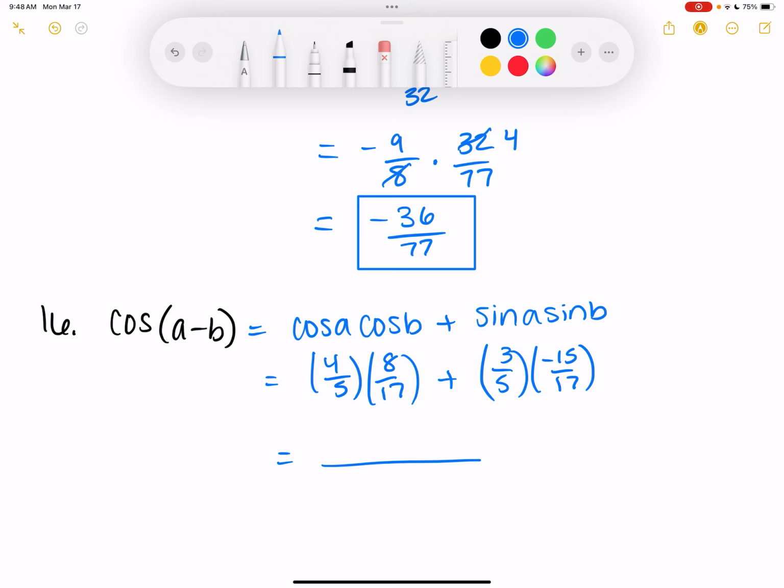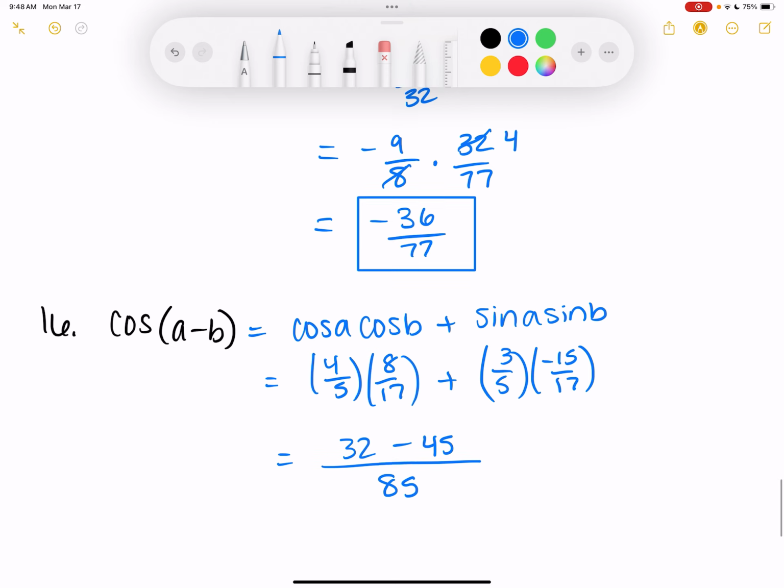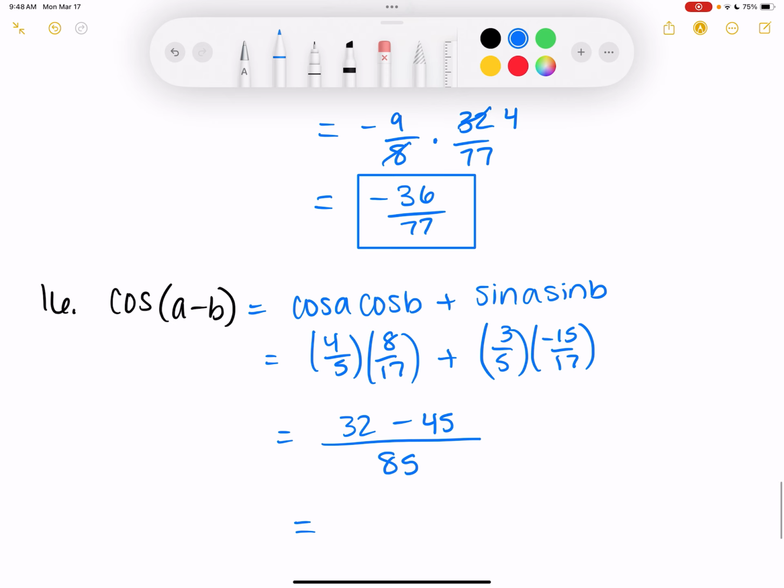All right, on the bottom we have 85. On the top I've got 32, and then minus 45. So I've got negative 13 over 85. This is a lot easier than the tangent one. Yeah, tangent's just kind of a miserable one.